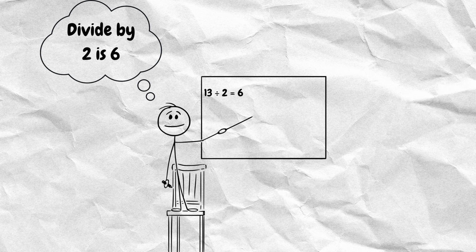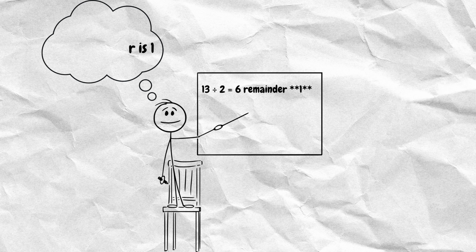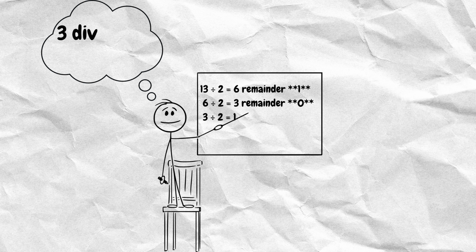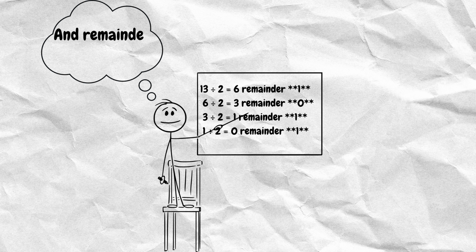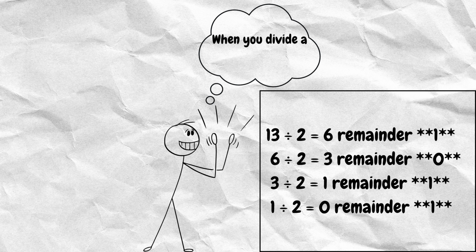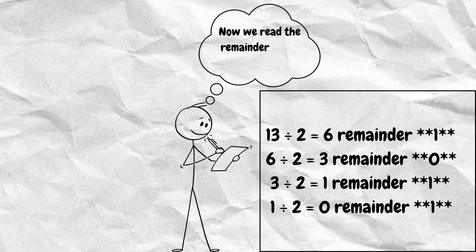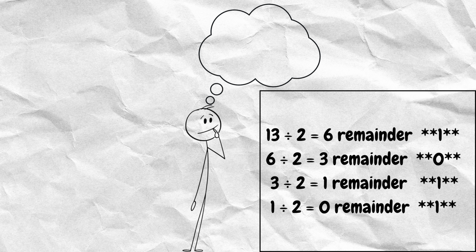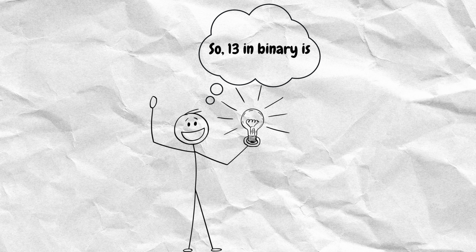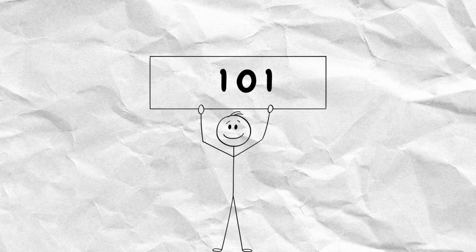13 divided by 2 is 6. The remainder is 1. 6 divided by 2 is 3 and the remainder is 0. 3 divided by 2 is 1 and the remainder is 1. 1 divided by 2 equals 0 and the remainder is 1. When you divide a number and it equals 0, that's how you know when to stop. Now we read the remainders from the bottom to top. 1, 1, 0, 1. So 13 in binary is 1101.